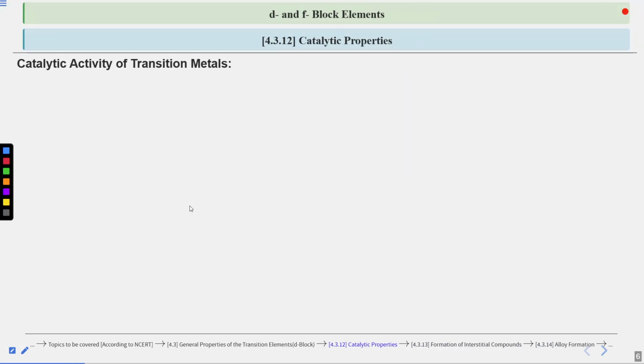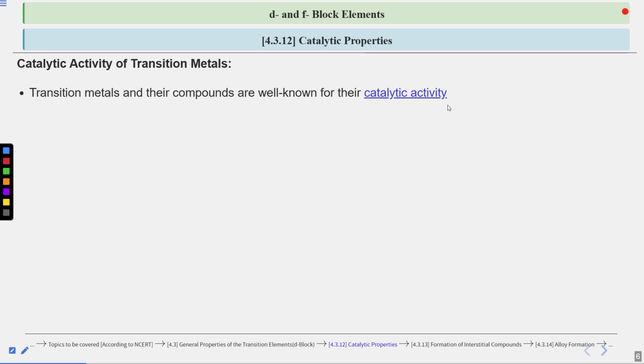So let's first of all talk about section 4.3.12, that is catalytic properties, which are shown by the transition elements. Transition metals and their compounds are well known for their catalytic activity. Catalytic activity means that in various types of reactions we use transition metals as a catalyst, or a transition metal compound.